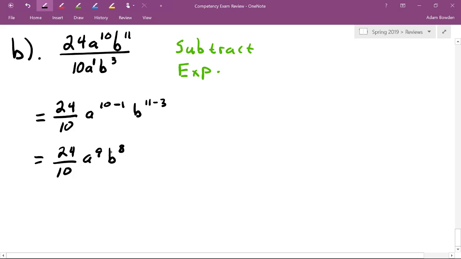Okay, now that's the exponents. These numbers, 24 divided by 10, can be reduced into the lowest terms. So we have to see what divides into both. In this case, we can divide both by 2, reducing it to 12 divided by 5. So our final answer here in lowest terms would be 12 fifths, a to the ninth, b to the eighth.